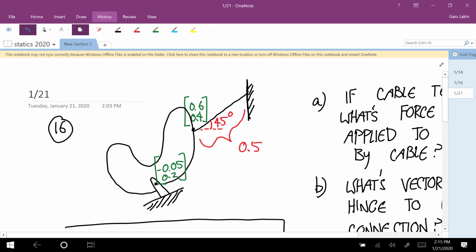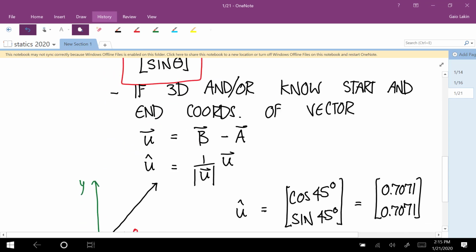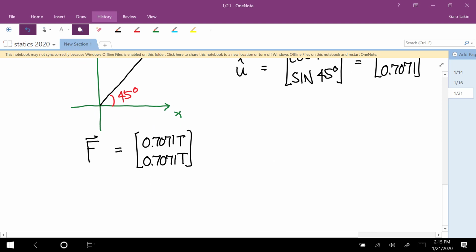If you treat this like a totally unknown force vector, you have to solve for two variables, the x component and the y component. To solve for two variables, you need two equations. If you know the direction, even though it's a two-dimensional force, we have it expressed in terms of a single variable, and so you only need one equation to solve for that.